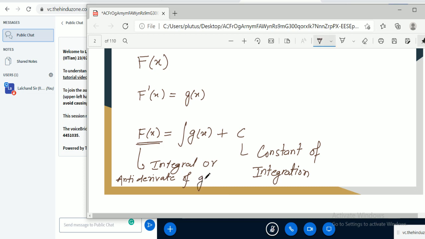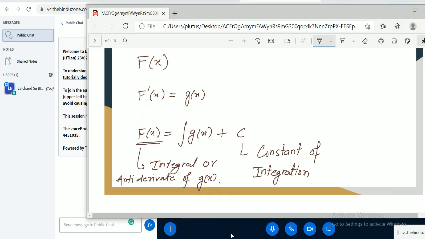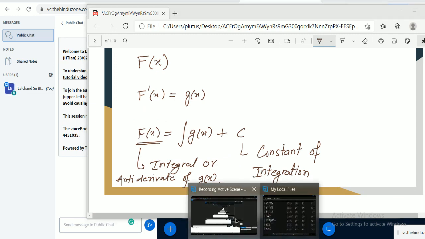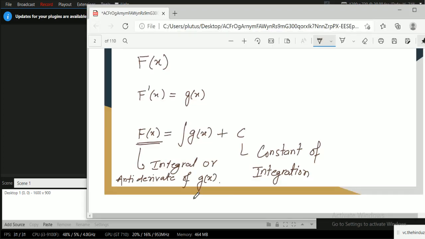Okay, so differentiation and integration are basically reverse processes. That's why we call it an antiderivative. I think you understand this basic equation. Is there any doubt in this basic equation? No. Okay, fine.